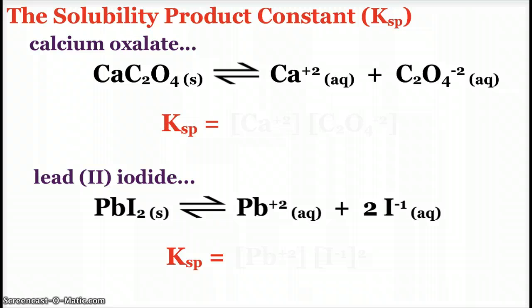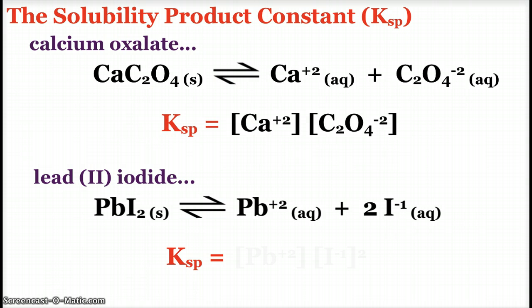So here we see calcium oxalate, solid. When it dissolves, it'll break into the calcium ion and the oxalate ion. So when I write the expression, this is all I get. I just have the concentration of each of the ions because, of course, our reactant is a solid and we don't write solids in our equilibrium expressions.